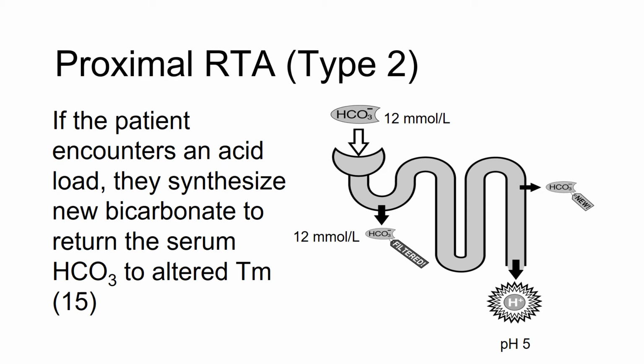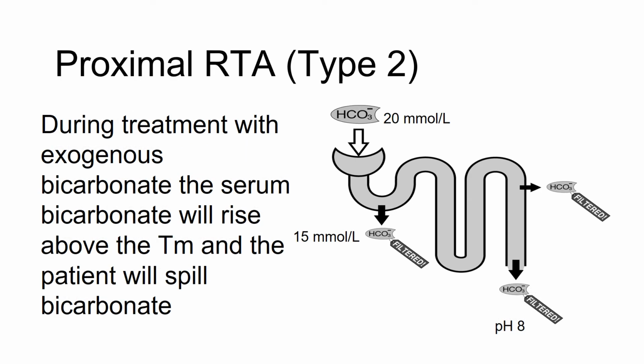All that 12 bicarbonate is going to be reabsorbed. Nothing is going to be lost, right? Because the proximal tubule is able to absorb up to 15 millimoles per liter, right? The distal tubule is working perfect. There is no problem here. The hydrogen ion is going to keep getting secreted in the distal tubule. The bicarbonate is going to get reabsorbed, and the patient's levels are going to go back up to 15.